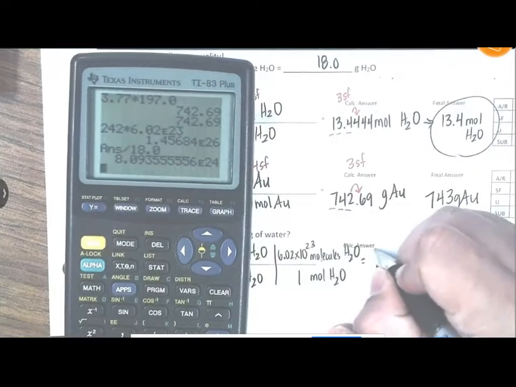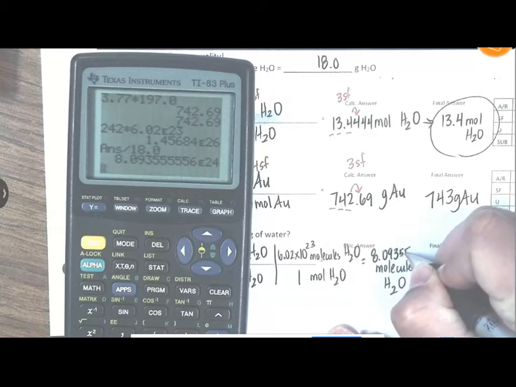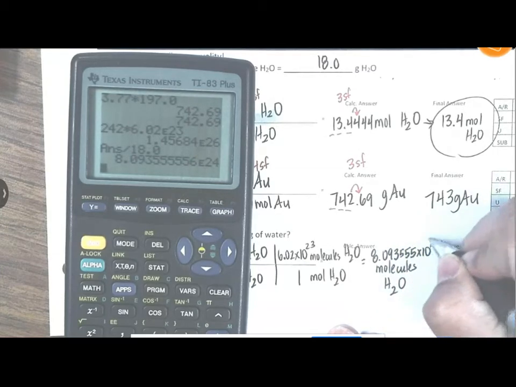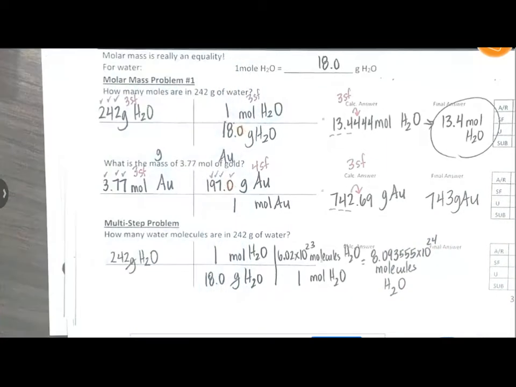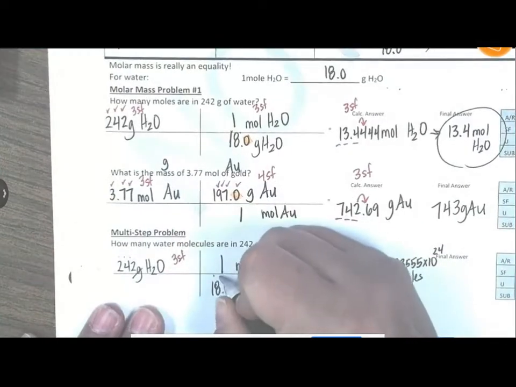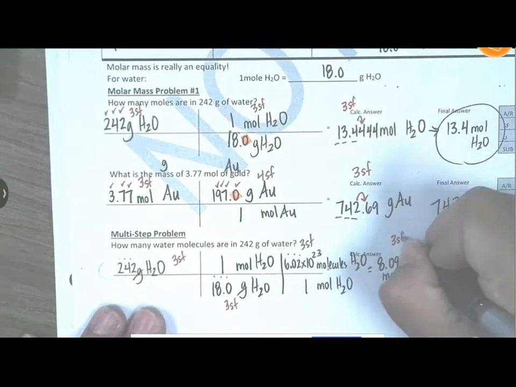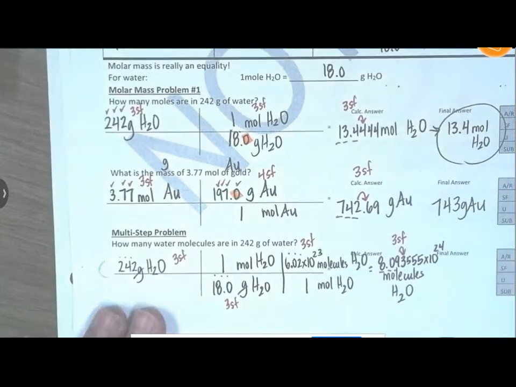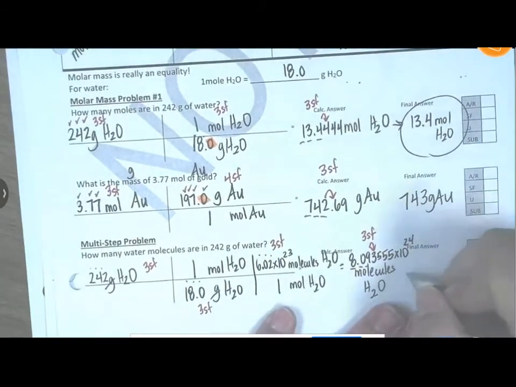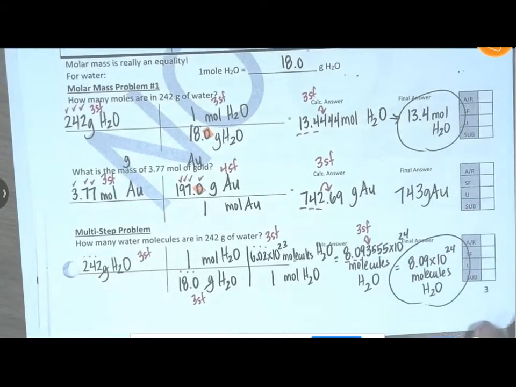So now I get an answer. My answer is 8.093555, a bunch of digits, times 10 to the 24th. You can't forget your power of 10, right? But now I have to count my sig figs. 1, 2, 3, 3 sig figs. I'm going to round to 3 sig figs. 1, 2, 3, look to the neighbor. My final answer is 8.09 times 10 to the 24th molecules of H2O. And that's my answer.